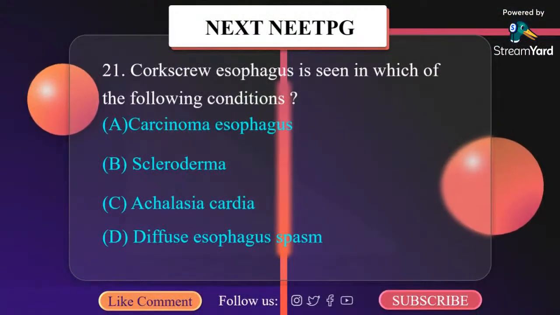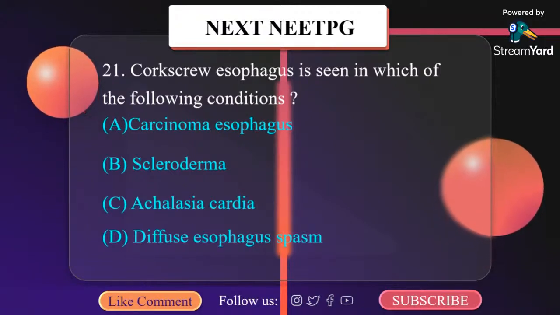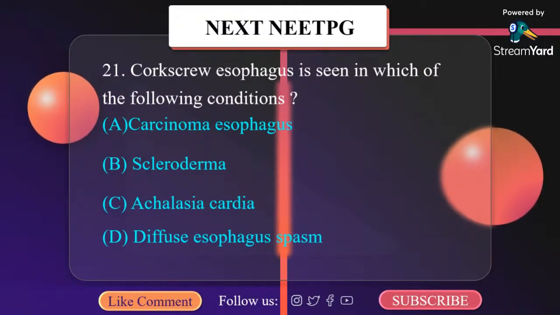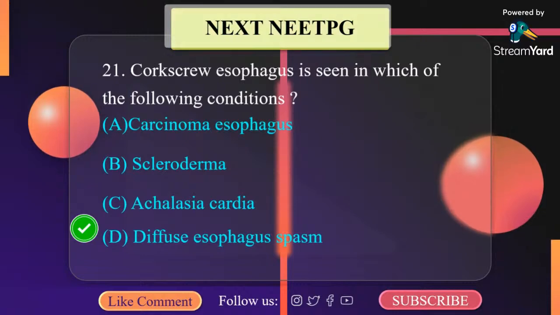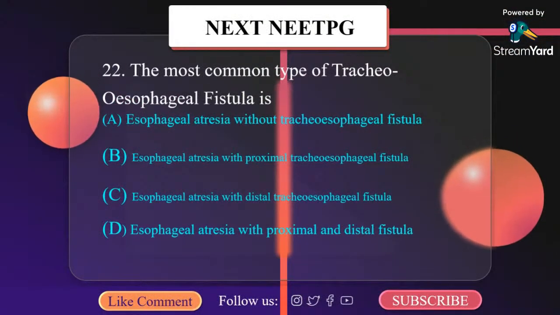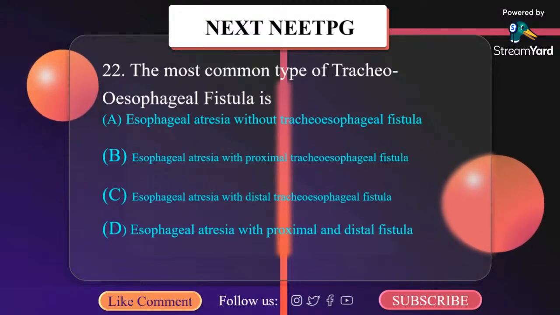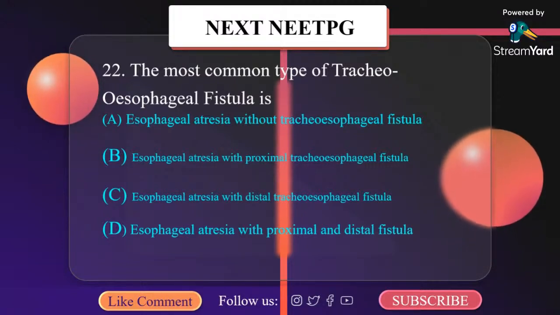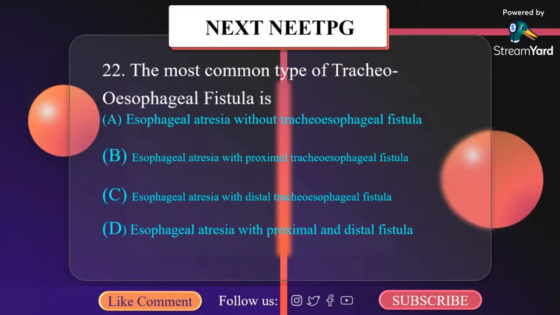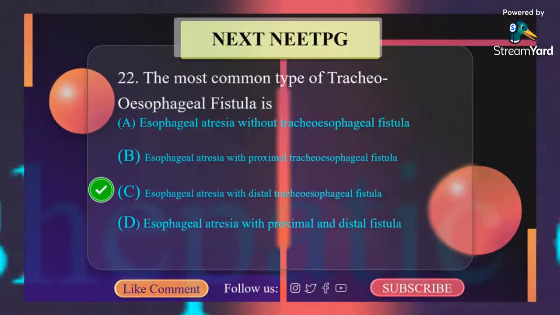Corkscrew esophagus is seen in which of the following conditions? A. Carcinoma of esophagus, B. Scleroderma, C. Achalasia cardia, D. Diffuse esophageal spasm. It is diffuse esophageal spasm. The most common type of tracheoesophageal fistula is: esophageal atresia without tracheoesophageal fistula, esophageal atresia with proximal tracheoesophageal fistula, or esophageal atresia with distal tracheoesophageal fistula. It is esophageal atresia with distal tracheoesophageal fistula.